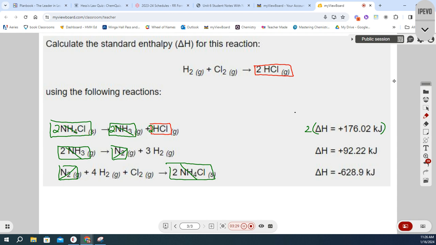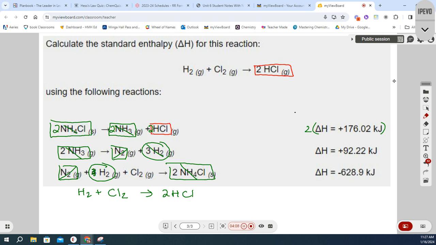So on the left-hand side, I got this, cancel, cancel. I have 4H2 plus the Cl2 makes, on the right-hand side, 2HCl, which is this guy. Now, one thing I notice, I have 3H2 right here and 4H2 right here. So if I have 4 on the left and 3 on the right, I can cancel out this 3, leaving 1 of the H back here. So that means I have 1 H2. Now notice that this equation looks exactly like my target.